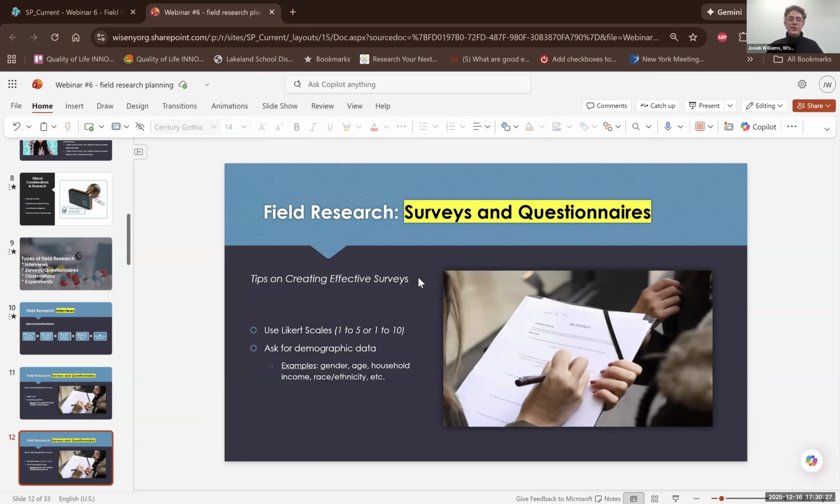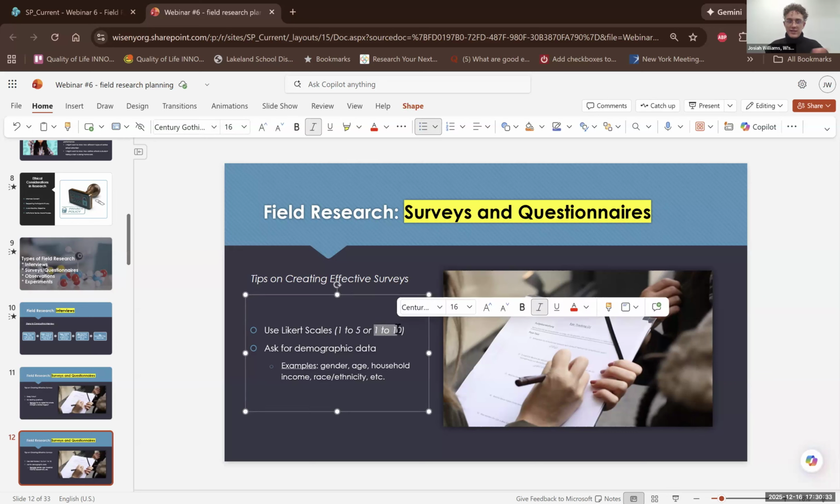Continuing with surveys and questionnaires using Likert scales, like on a scale of 1 to 5, 1 to 10, these are lovely. These are so nice. And then also make sure you collect demographic data so that when doing data analysis, you can say, okay, well, there is a difference between these two genders, or there is a difference in these age groups and how they respond to this question.